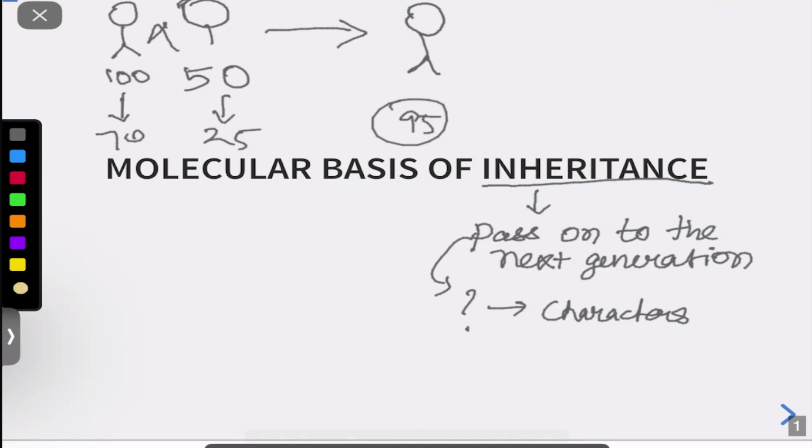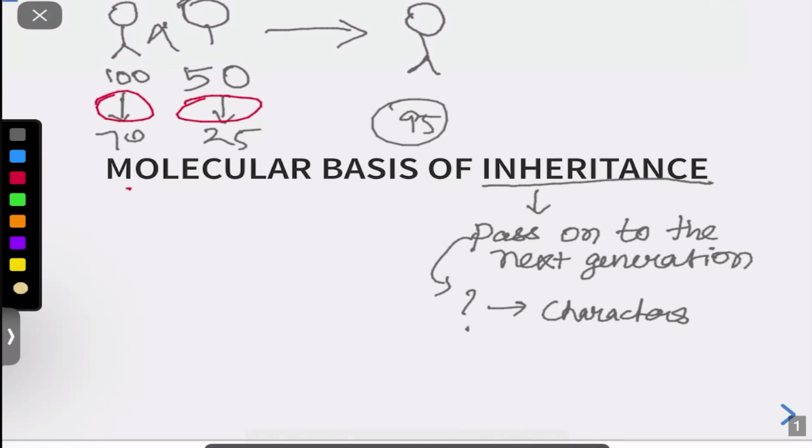Now, this arrow, what governs how many characters are inherited or what kind of characters are inherited, that is what this chapter explains to us. This chapter tells us what governs these inheritance laws. How can you predict what kind of characters the child is going to inherit, and how everything is passed on from one generation to the other? The simple molecules involved in this, how do they interact with each other?